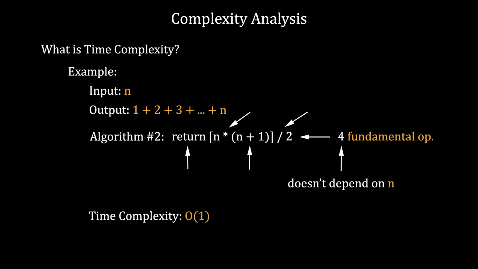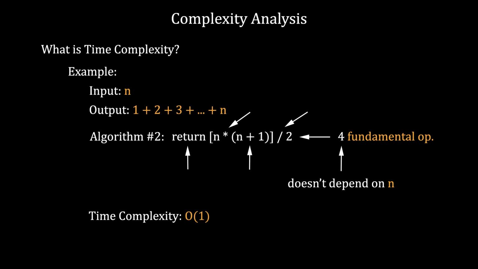Which one of these two do you think is better? The first one, which had big O of n, or the second one, which has big O of 1? Of course, it is the second one. It might be no visible difference for n equals 10 or n equals 20, but when n equals 1 million, the second one definitely executes faster.